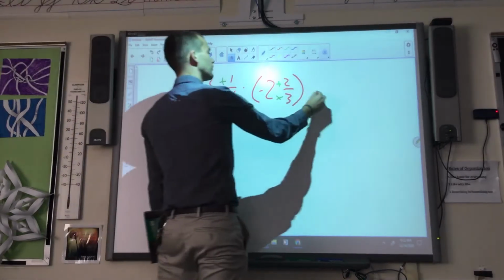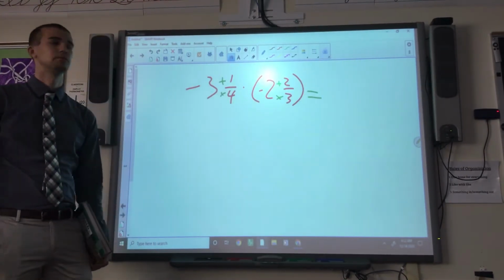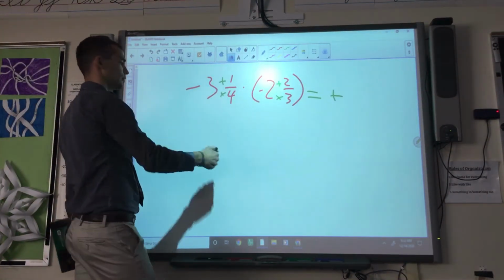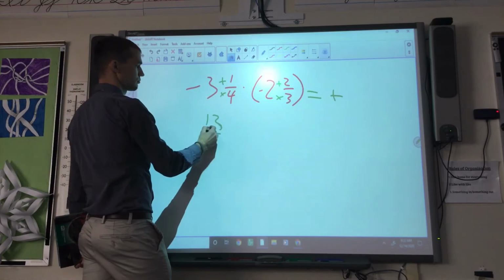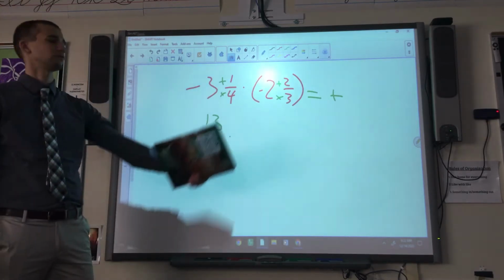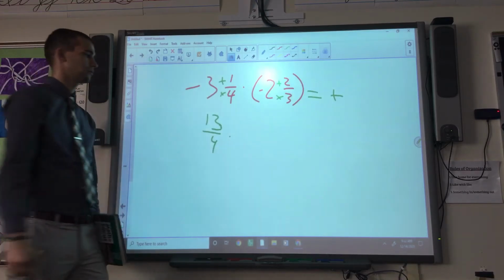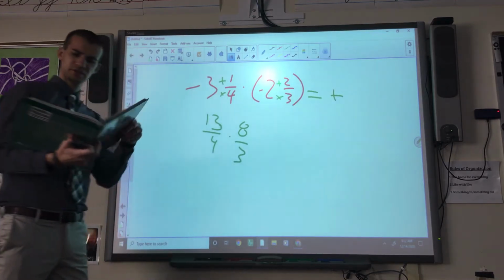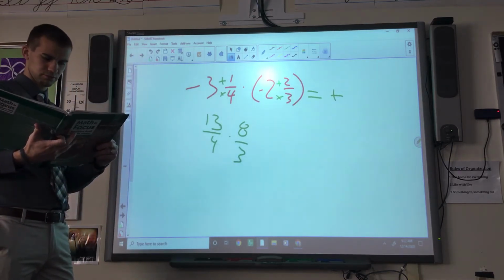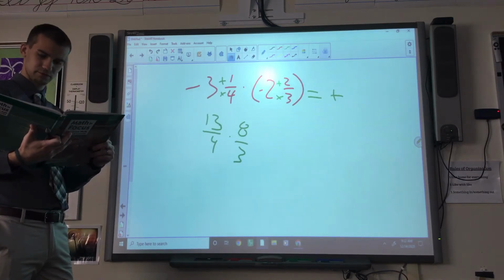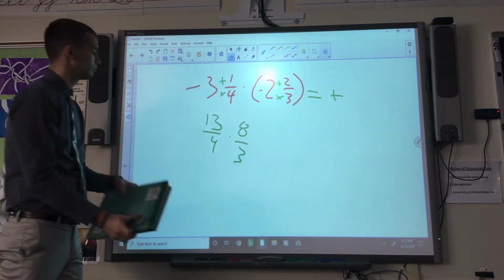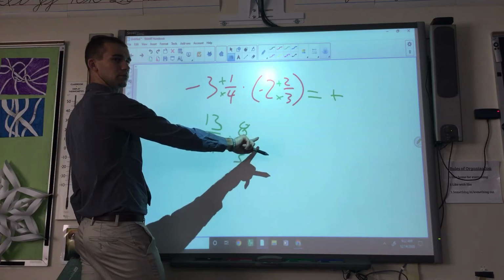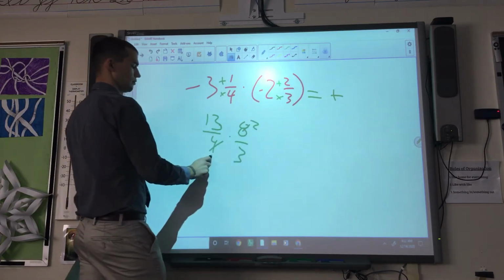Okay, first of all, the final answer is going to be what, positive or negative? Negative times negative makes a positive, yep. 3 times 4 is 12, plus 1 is 13 over 4. Times, what does negative 2 and 2/3 become? 8 over what? Alright, so things that cancel out. This becomes a 2, 2, and this becomes a 1.